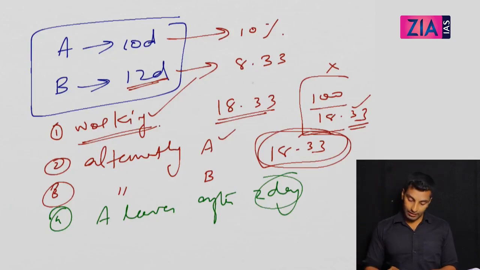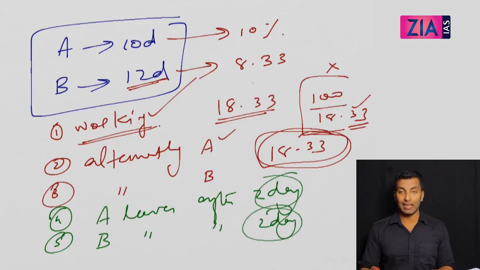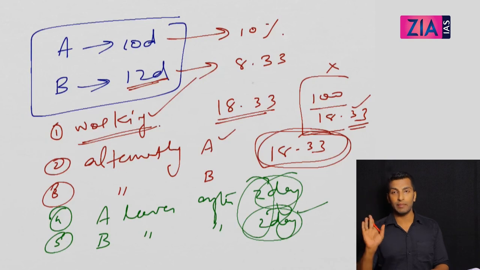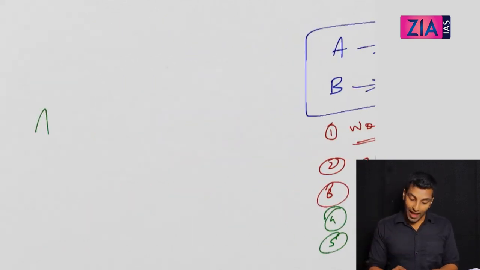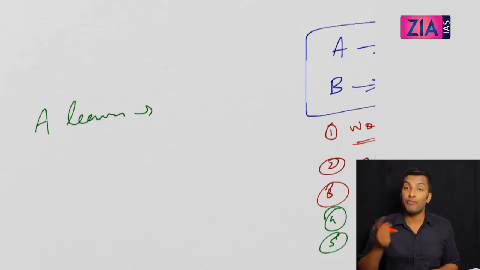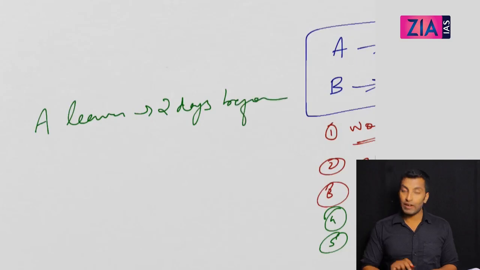Okay. Similarly, B leaves after 2 days. Just for the sake of this question, I am giving you 2 days. Otherwise, you can mark it as a question as n days. The method remains the same. Okay. Or I can also give you in this way. A leaves 2 days before the work is completed. Okay. 2 days before the work is completed.